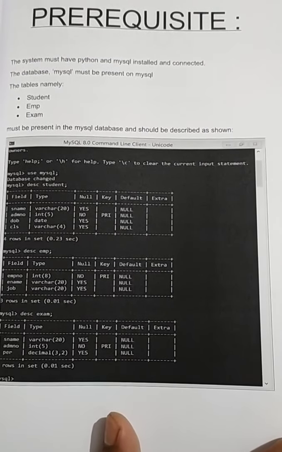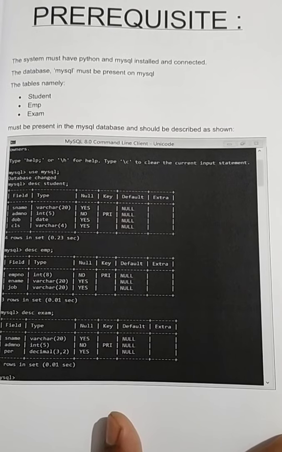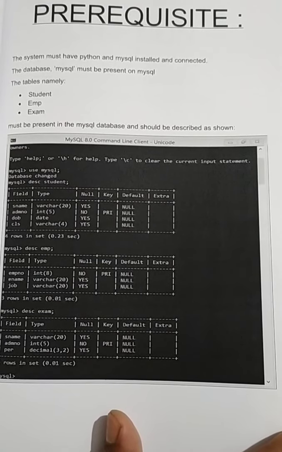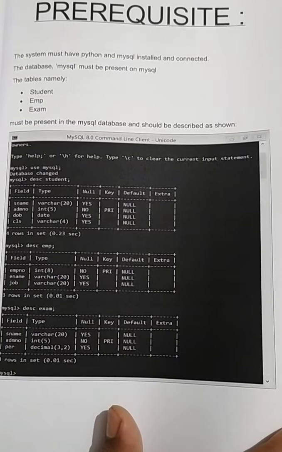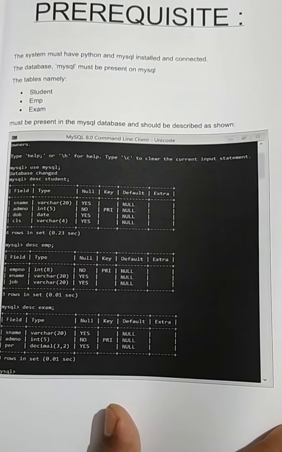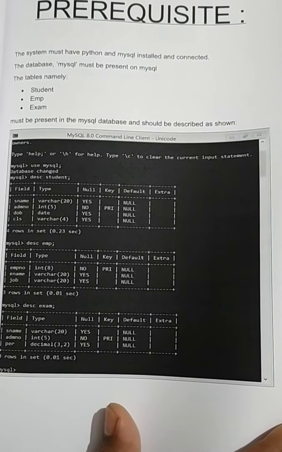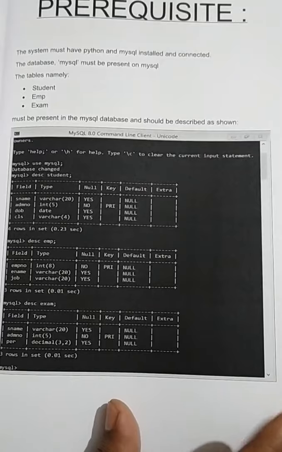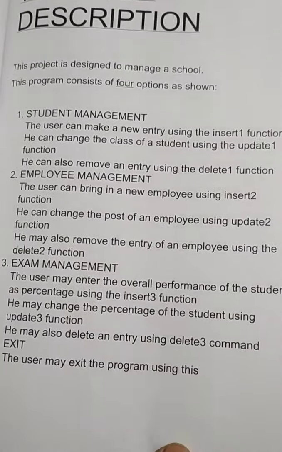And this is the sample code. You must have a glance of this. Your MySQL database should be described as shown below. And this is for your demonstration purpose only. You should have the SQL connector. You have to connect MySQL with your Python. Actually, you are using Python as an interface. Okay. Then this is the working description.